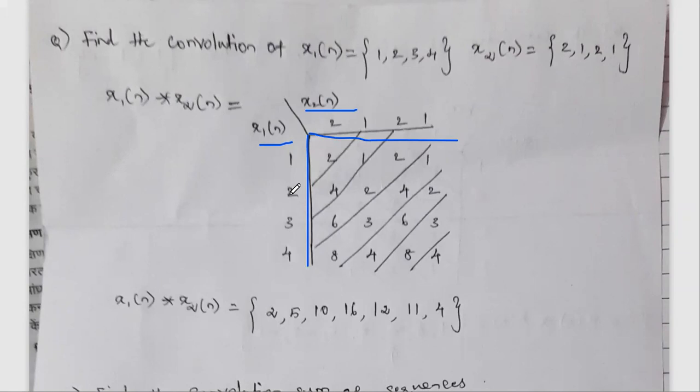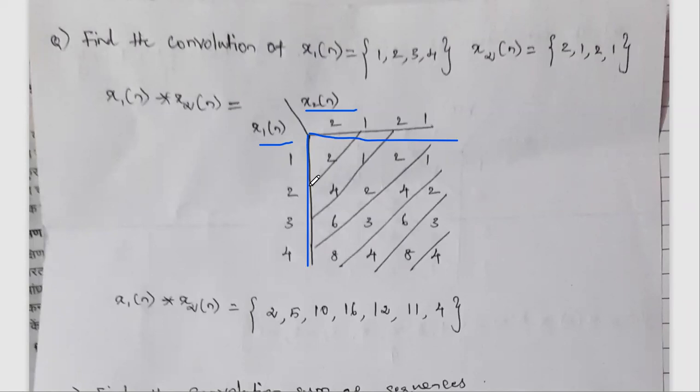Similarly, the second element, 2, multiplied with 2, is 4. 2 multiplied with 1, 2. 2 multiplied with 2, 4. 2 multiplied with 1, 2. Similarly, the 3 is multiplied with these four values, and you write them. Then the 4 is multiplied with these four values, and you write them.